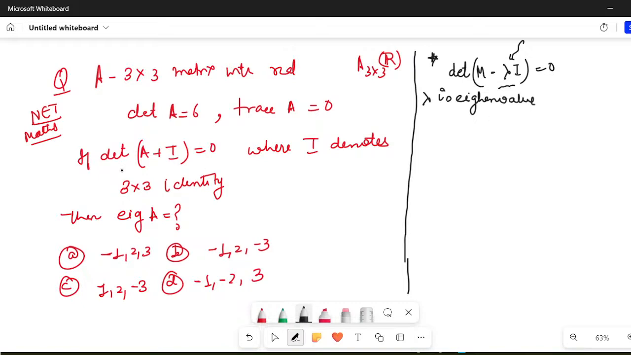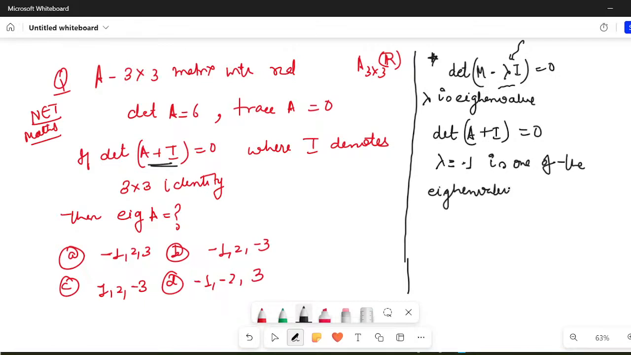Lambda is the eigenvalue. What is given? It is given that determinant of A plus I is equal to 0. What does it imply? It implies that one of the eigenvalues certainly is minus 1. So one of the eigenvalues you can be sure of is minus 1, right? Yes or no? I hope students are getting it. So one of the eigenvalues would be minus 1, certainly.